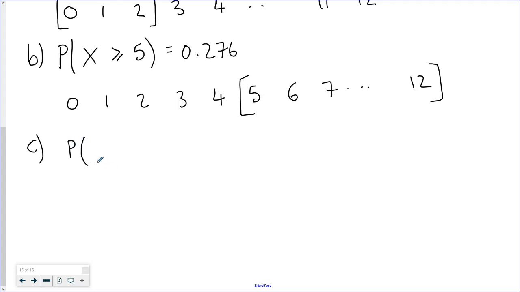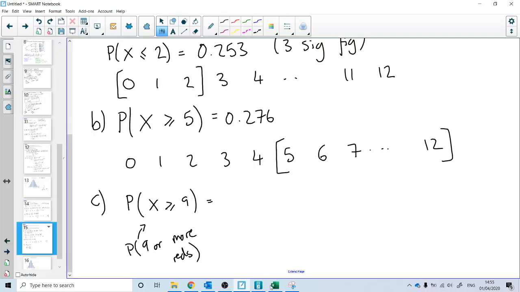So let's say that you needed to win 9 prizes or spin 9 reds or more. So the people that would win this game are the people that had 9 or more reds. So what's the probability of 9 or more reds? We need to include the people who get more than 9, because if the minimum amount of reds you need to win the game is 9, then people who spin 10, 11 or 12 reds are still going to win the game.